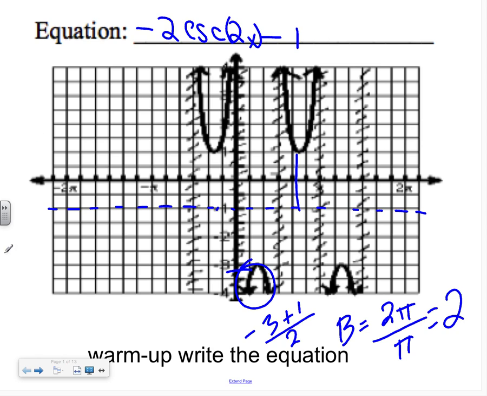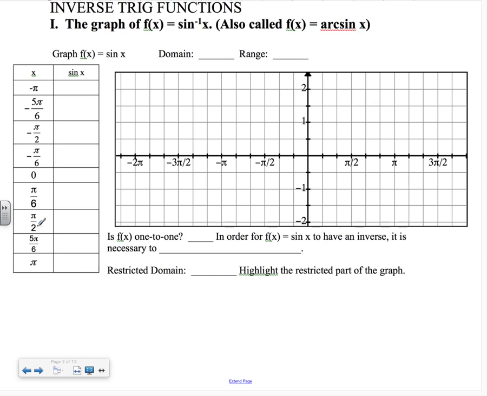inverse tangent. Do you remember how to find an inverse going back to last semester? How to find an inverse? Switch y and x. Yeah, okay, you're switching y and x, right? That's how we did it.